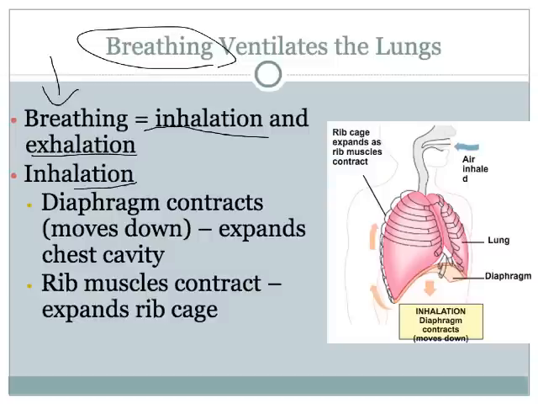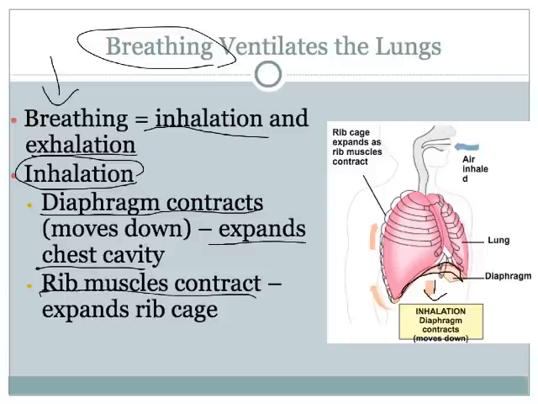So first, in inhalation, the first thing that happens is your diaphragm contracts. Now remember, the diaphragm is a muscle that kind of cuts your body in half. It's right here. It's this orange thing in this picture. And as it contracts, it moves down. So it's going to move down in this direction. And if you can kind of imagine, that would make more space in your chest cavity. So it expands your chest cavity, makes your chest cavity bigger. At the same time, the rib muscles contract, and they move outward, again, making the chest cavity bigger.